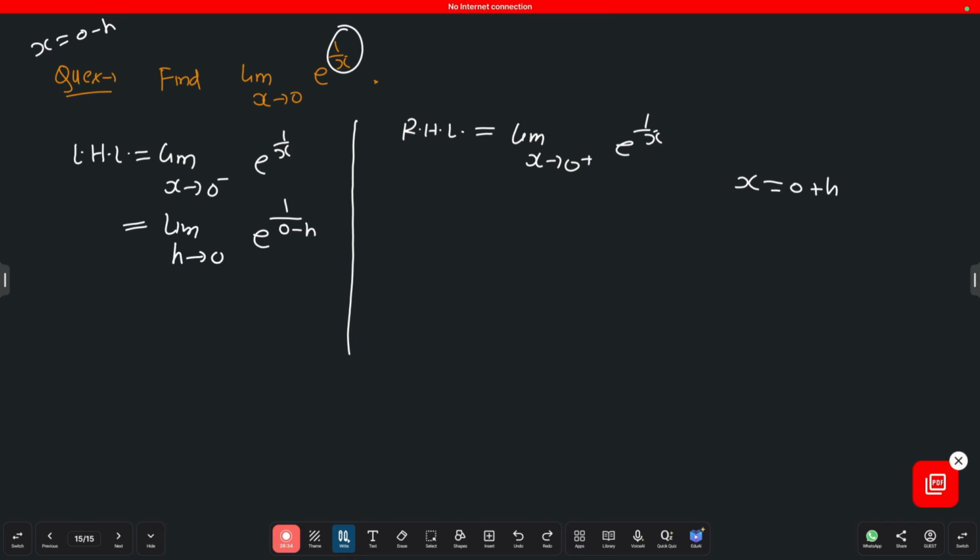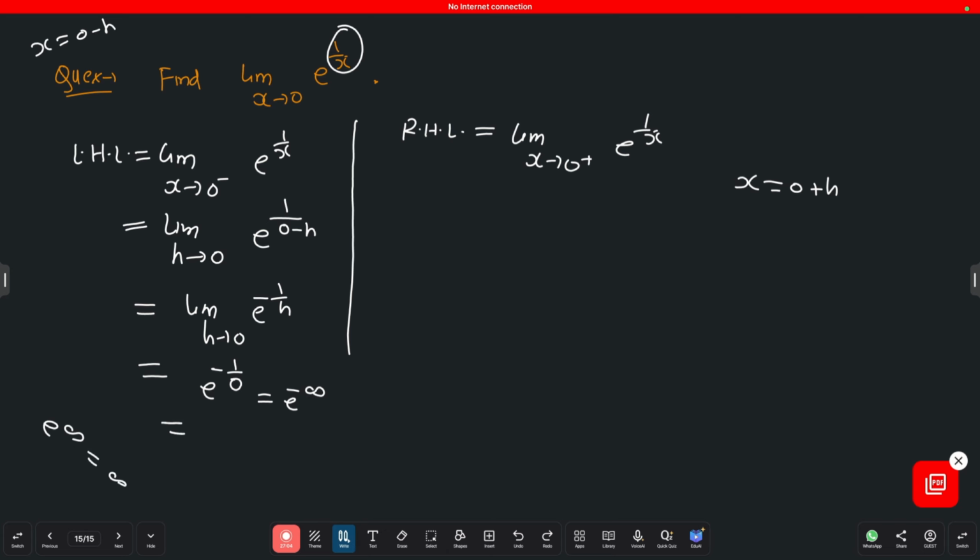So limit h tending to 0, e power minus 1 upon h. Okay, now we can't do anything, we have to put the limit directly. So when we put the limit, e power minus 1 upon 0, and 1 upon 0 is infinity. So e power minus infinity, what is the value of e power minus infinity? 0, because e power infinity becomes infinity.